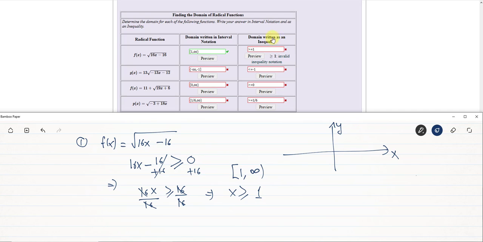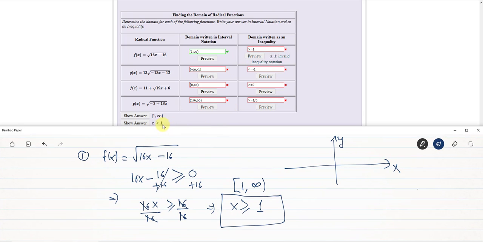However, for the domain written as an inequality, we have to write it this way. In this case, the student is missing the letter x, so it should be x bigger than or equal to 1. That is the correct answer, but the format is not correct. So you want to write x bigger than or equal to 1.